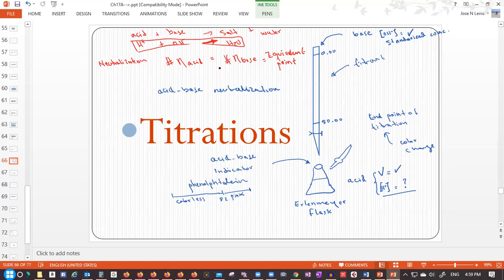And we need to choose the right indicator that gives the color change at the equivalent point, or close to the equivalent point. At the beginning, probably you miss the color change, so you miss the equivalent point, but that's fine. That will introduce some error. But that's why you do it 2 or 3 times. You do the titration 2 or 3 times. 5 is even better.